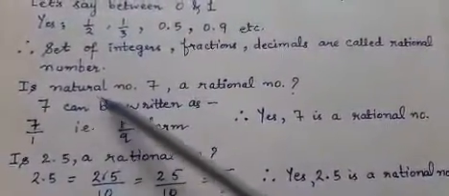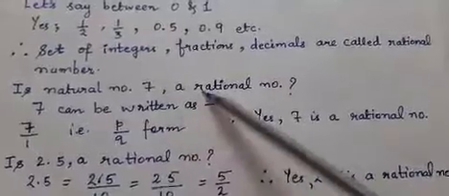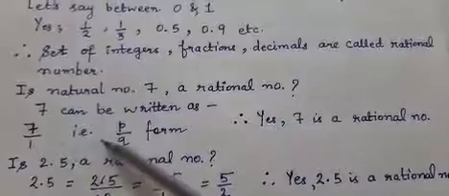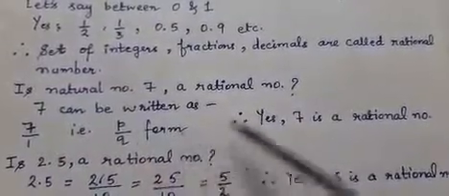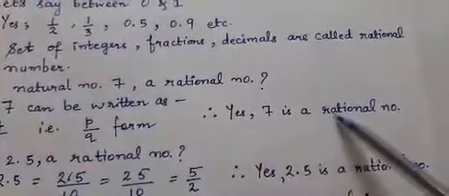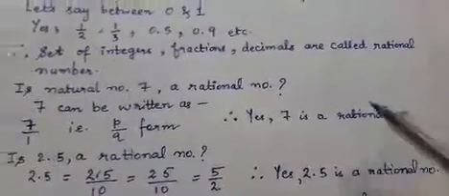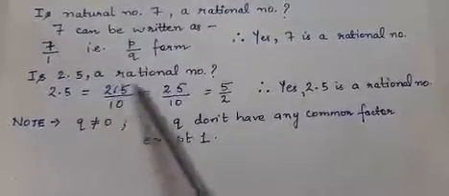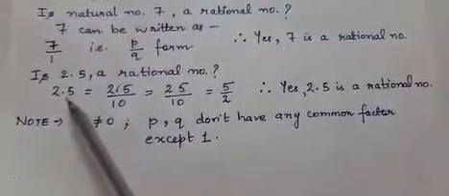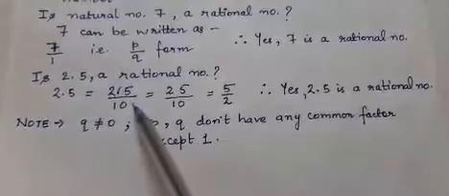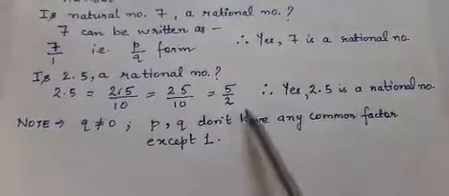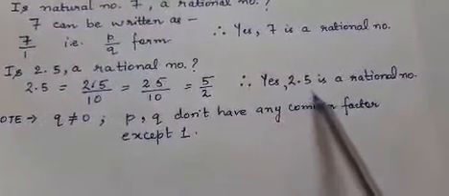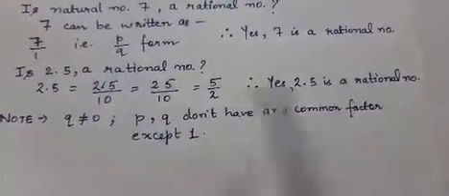Another question comes: is the natural number 7 a rational number? So 7 can be written as 7 upon 1, that is p upon q form. Therefore, yes, 7 is a rational number. Is 2.5 a rational number? So 2.5 can be written as 25 upon 10 after removing the decimal, which can be reduced to 5 upon 2. So therefore, yes, 2.5 is a rational number.